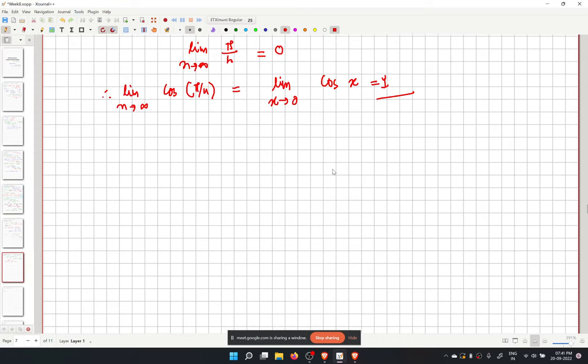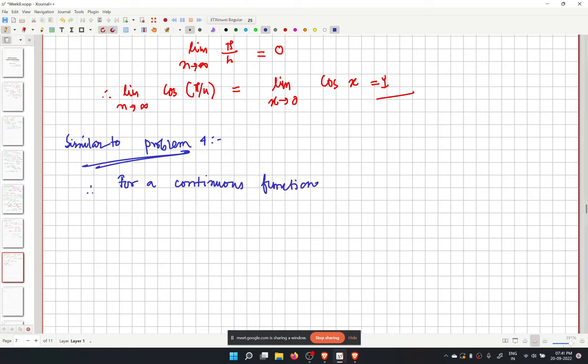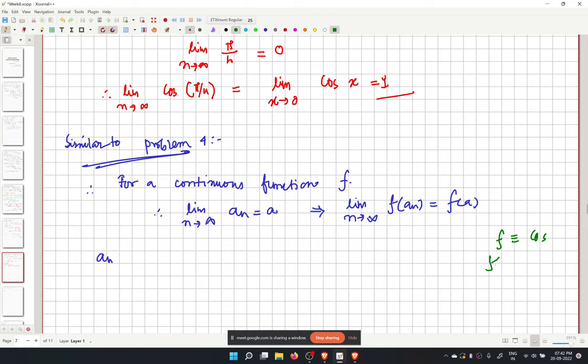So let me write it out here. Similar to problem 4: if for a continuous function f, the limit as n tends to infinity of an is equal to a, then that will imply the limit as n tends to infinity of f of an is equal to f of a. So here, what is our f? Our f is the function cos. So f of x is cos x, and this is a continuous function everywhere.